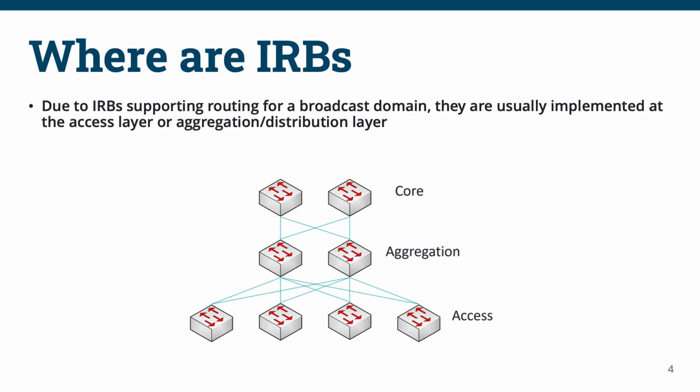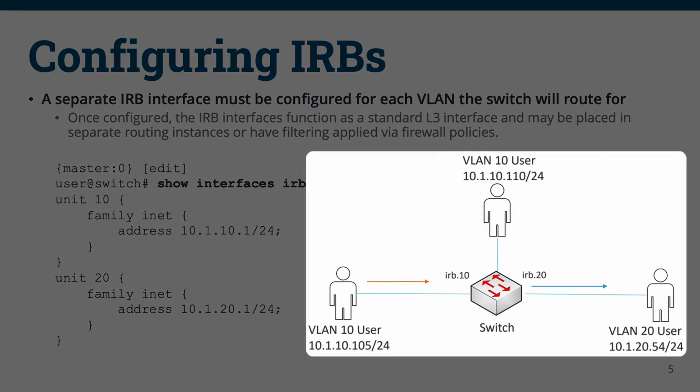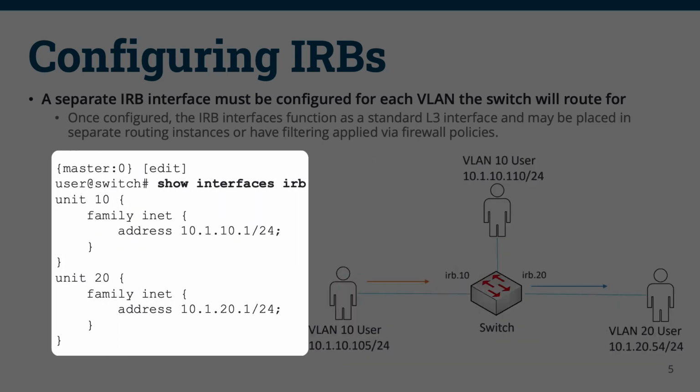Now, let's take a look at how to configure IRB interfaces. In this example, we have a switch with two IRB interfaces, one for VLAN 10 and another for VLAN 20. The IRB interfaces are configured very much like any other physical interface on a Juniper device. Here, we show the configuration of each IRB interface on the switch.